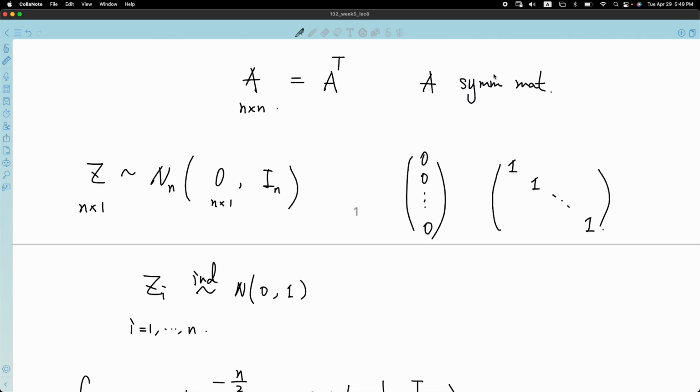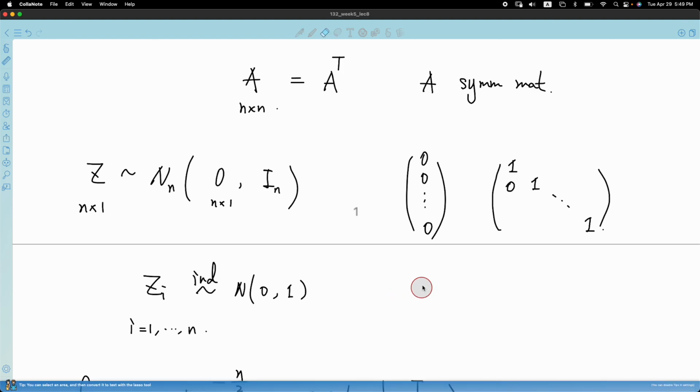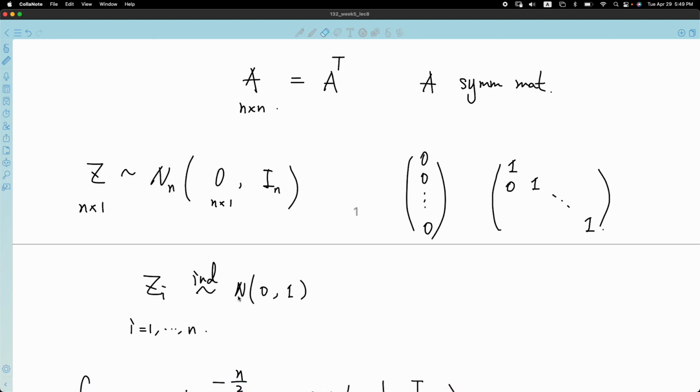Sure. Here it's just that, for example, your covariance between z1 and z2 is 0. So that is saying z1 and z2 are independent. So you can consider that z1, z2, they are independent. And then also in this case, identically distributed.